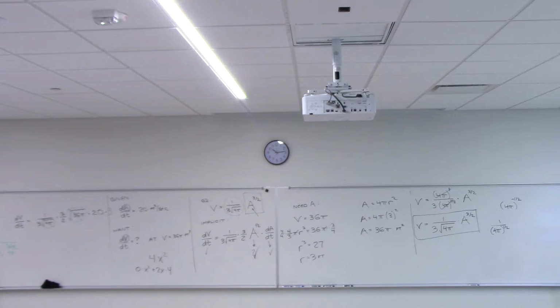Now I think things clean up. Let's see. What's the only thing left there? 10 times 3? 30. dV/dt is 30. 30 what? Feet cubed per second. Feet cubed per second. There you go.